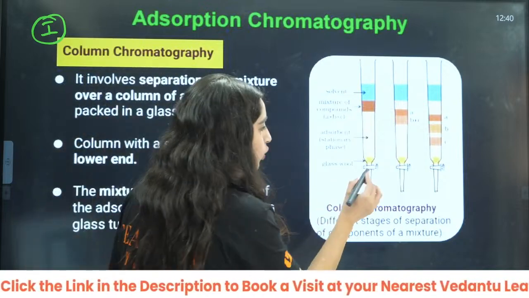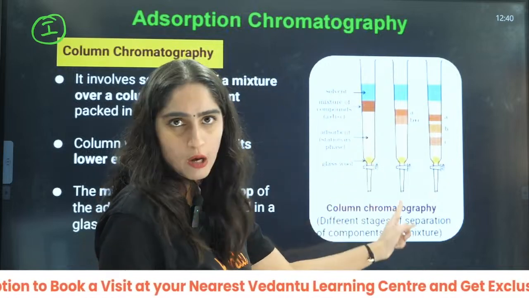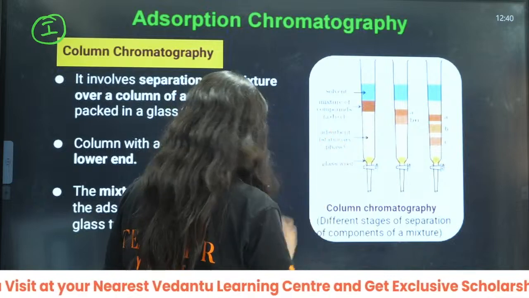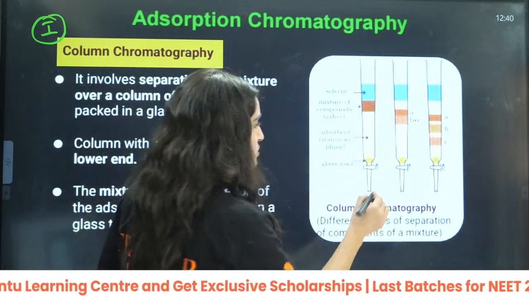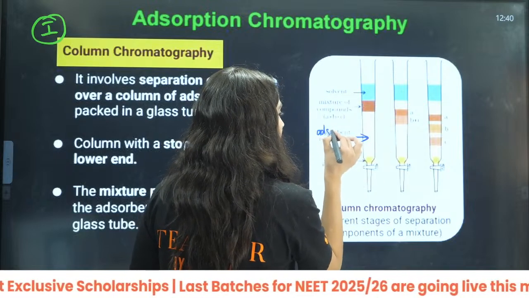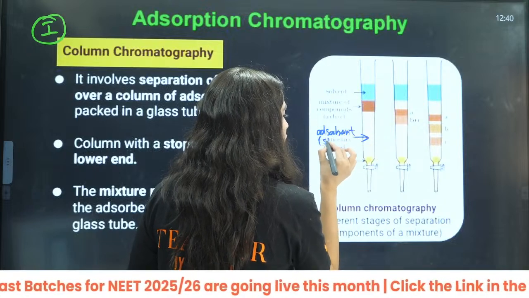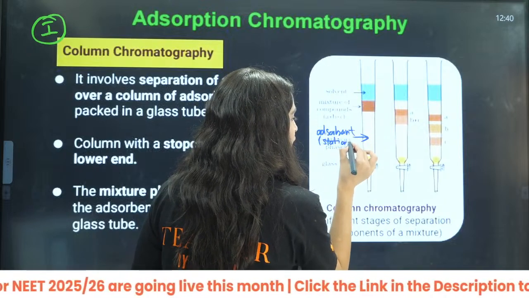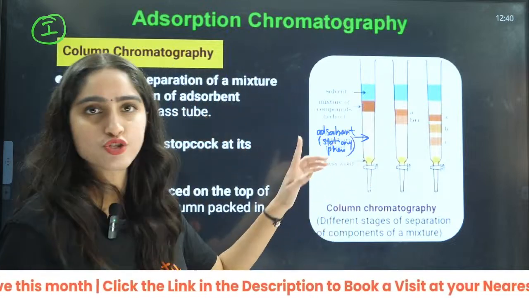Firstly, this is wool, so that this whole material should not go down. Now here you will have your adsorbent. Can you see this with a diagram? This will be your adsorbent, or you can say this is your stationary phase, that is your adsorbent.